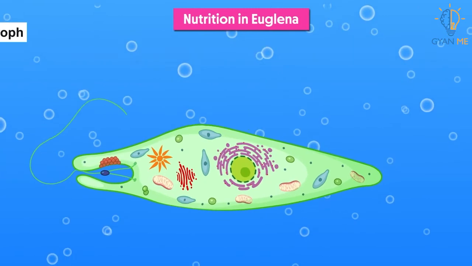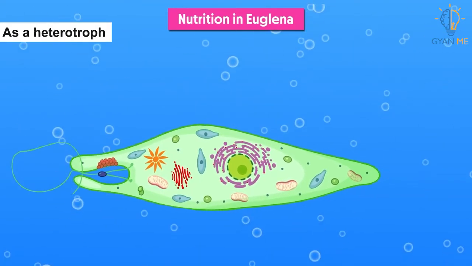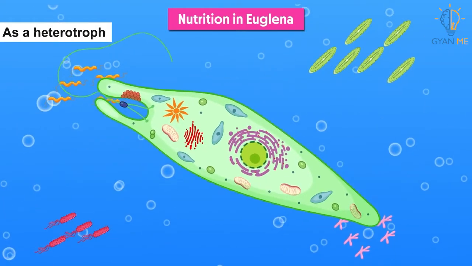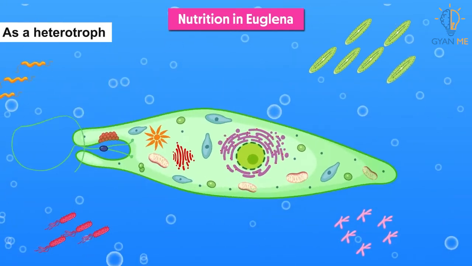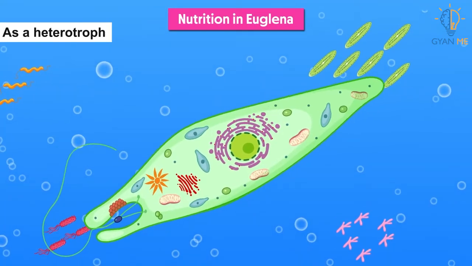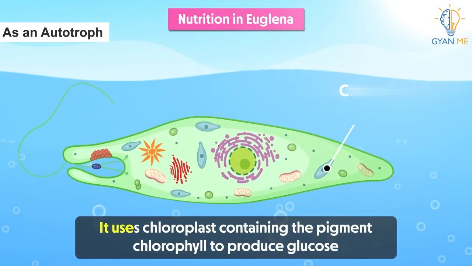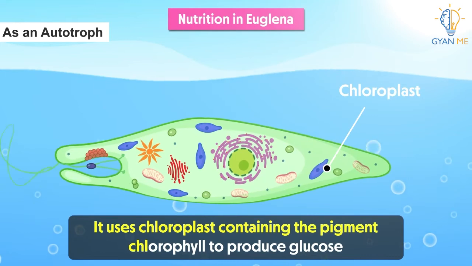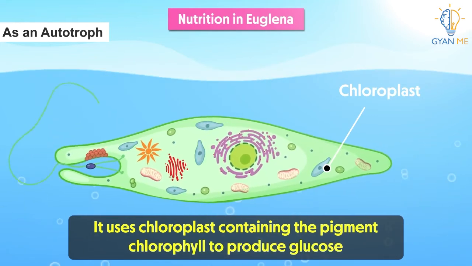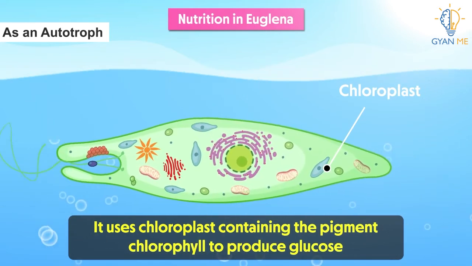Students, when feeding as a heterotroph, Euglena takes in nutrients by eating other small animals and can survive on organic matter. When there is sufficient sunlight for it to feed by photosynthesis, it uses chloroplasts containing the pigment chlorophyll to produce glucose. So students, let's summarize what we have learned in this video.